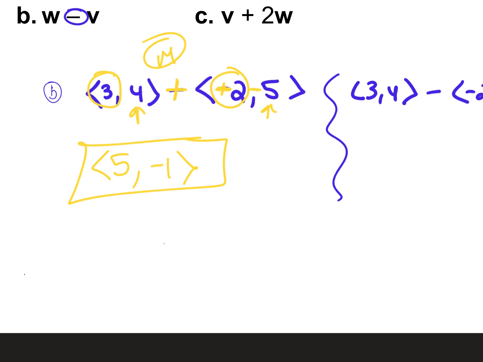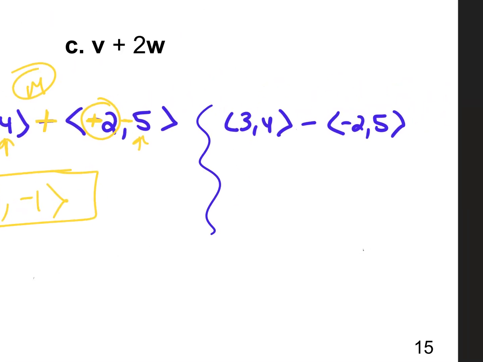Now, if you don't distribute that negative, you don't have to. That's fine. But this is where some of you will make mistakes. Remember, first goes with first. So it's 3 minus a -2. What's 3 minus a -2?